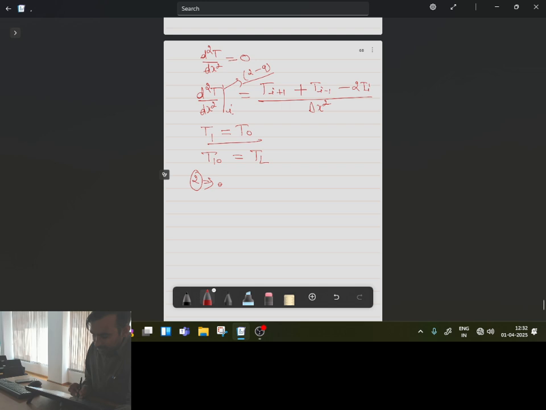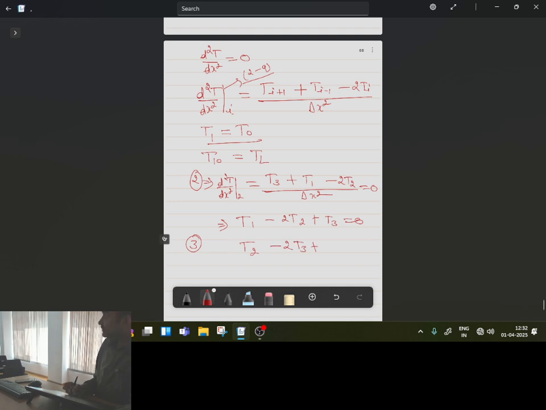d square T by dx square at node number 2 will be equal to T at 3 plus T at 1 minus 2 T at 2, equal to 0. From here simply I will be getting the equation T1 minus 2 T2 plus T3 equal to 0. Likewise for the third node I will be getting T2 minus 2 T3 plus T4 equal to 0. Is this point clear?